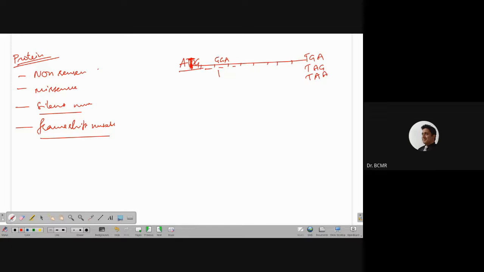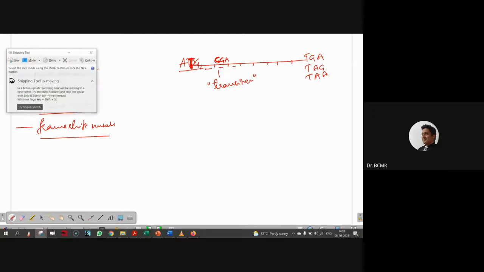sorry, I'll put it as CGA. I have CGA, and it has undergone transition. What would it become? I'm using technical terms on purpose so that you will get accustomed to those words. So what is transition?